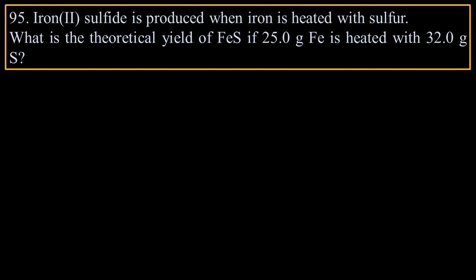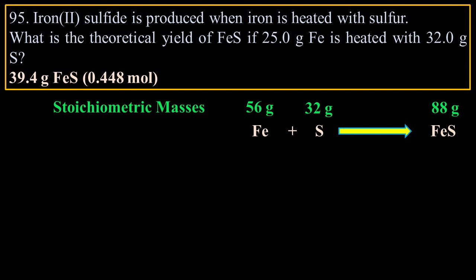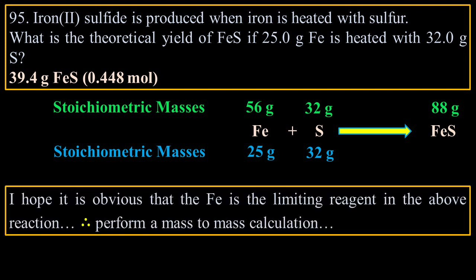Iron 2 sulfide is produced when iron is heated with sulfur. What is the theoretical yield of iron sulfide if 25 grams of iron react with 32 grams of sulfur? So that's the reaction that occurs, and you can see that it's going to be FeS, because it's going to be iron 2. All right, let's finish this up quickly. I even have the answer for 95 above. It's 39.4 grams of iron sulfide and 0.448 moles. Those are the stoichiometric masses.